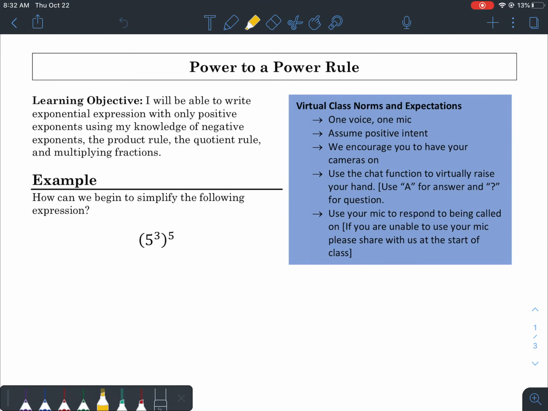Hey everyone, today we're going to be doing a new exponent rule called the power to a power rule, sometimes also known as just the power rule.